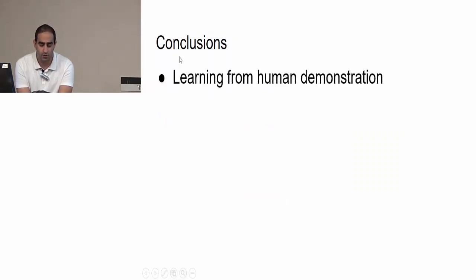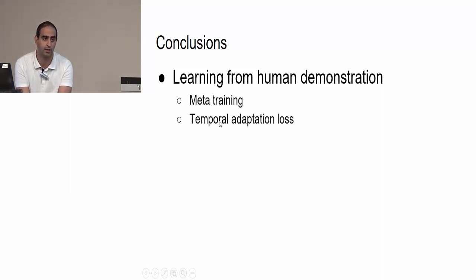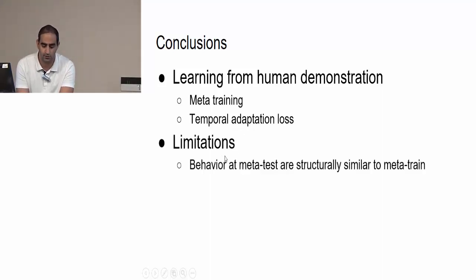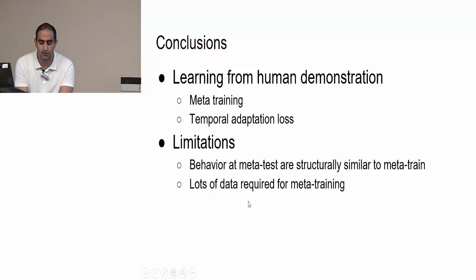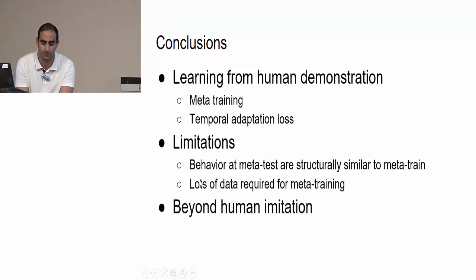So conclusions are: learning from human demonstration. We had a method to learn from human demonstration by using meta training, and also we showed temporal adaptation loss helps. And there are also limitations for this method. The behavior at meta test are structurally similar to meta train, and lots of data required for meta training still. It's true that we can use just one human demonstration to adapt, but for learning to learn, we need to look at lots of data.